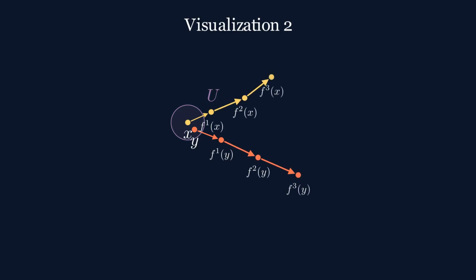By the third iterate, the distance between f cubed of x and f cubed of y has clearly exceeded the sensitivity constant delta. This is the hallmark of a sensitive dynamical system and the mathematical foundation of what we call chaos.